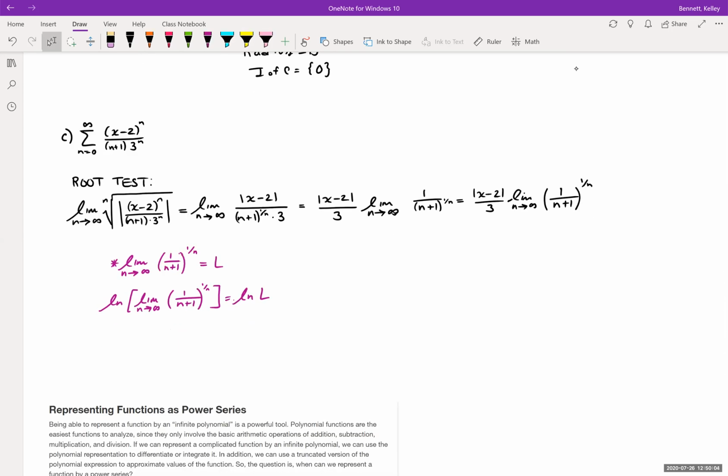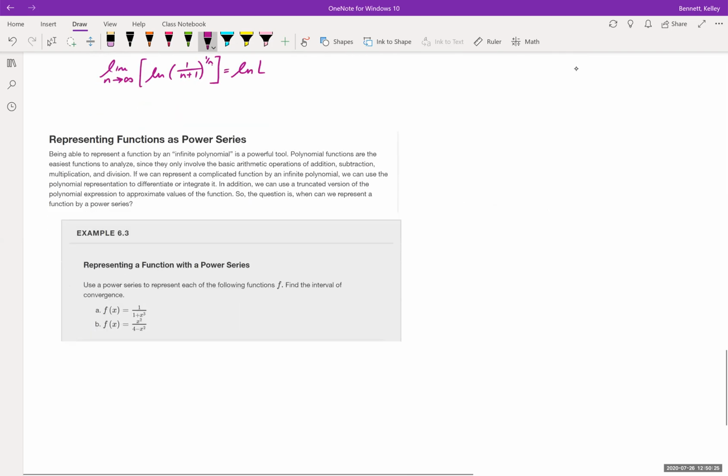So I can flip the natural log inside the limit. I get the limit as n goes to infinity of the natural log of (1 over n plus 1) to the 1 over n equals the natural log of L. I still don't have enough space.